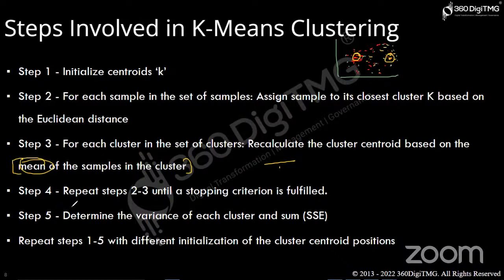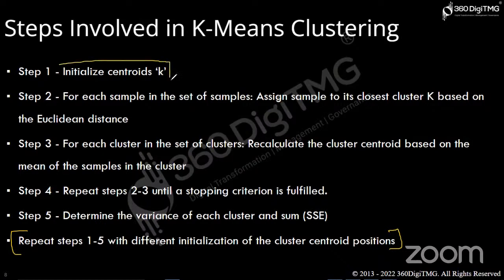And step 5, determine the variance of each cluster and the SSE. And repeat steps 1 to 5 with different initializations of the cluster centroid positions. Because every time, these centroid points that we are taking initially are random values. Randomly these will be selected from the data. So every time we start the program, these random values will change.